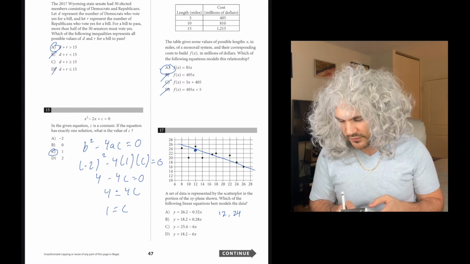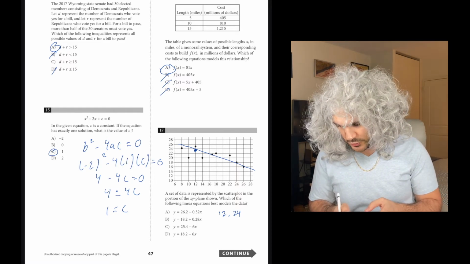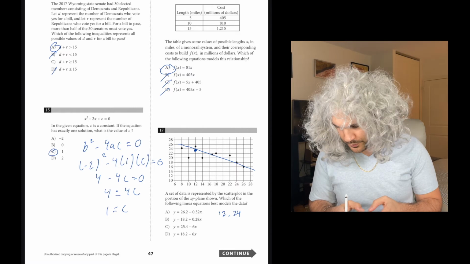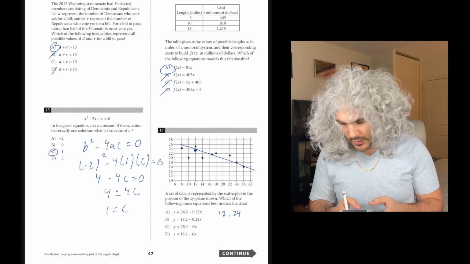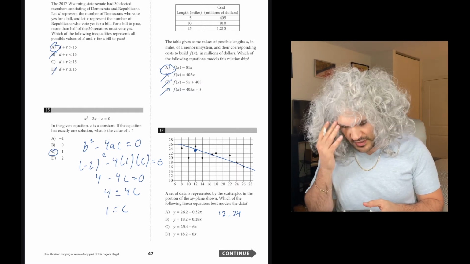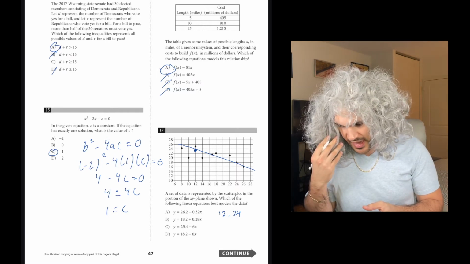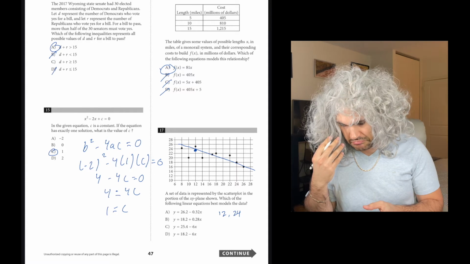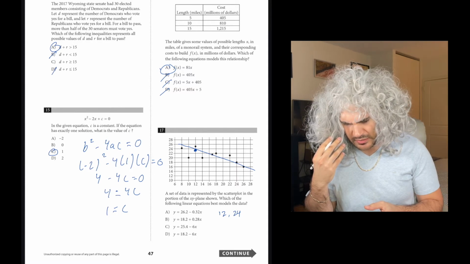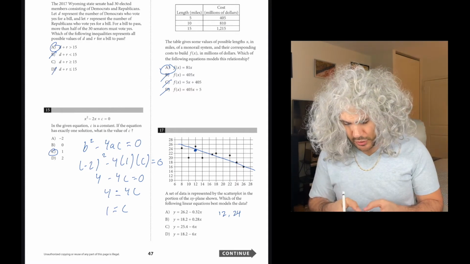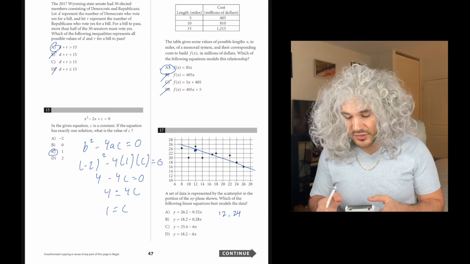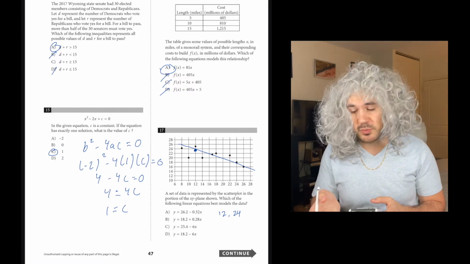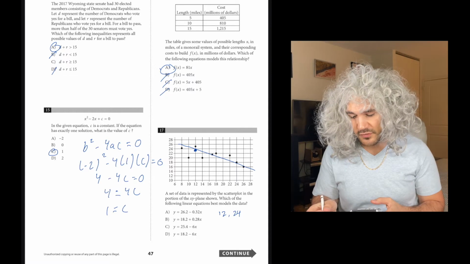Let's see if we plug it in for A. So A is 26.2 minus 0.32 times 24. Okay, oh wait, nope, I plugged in the wrong thing. 26.2 minus 0.32 times 12. Okay, so that gets me 22.36, which is quite close to 24.